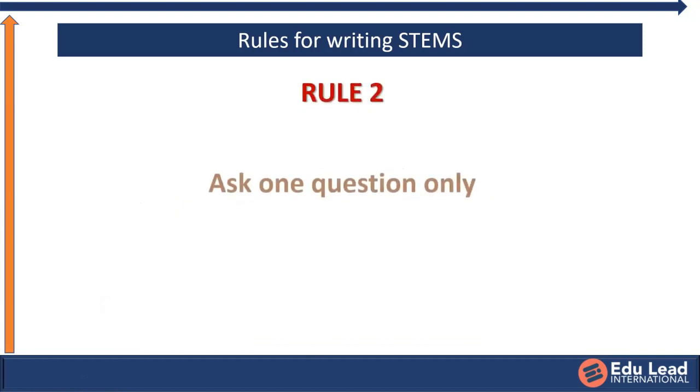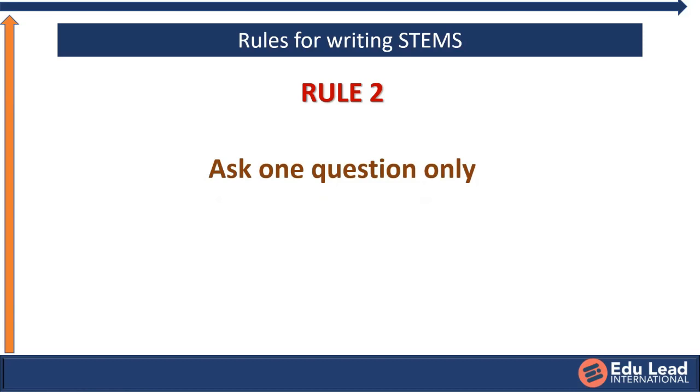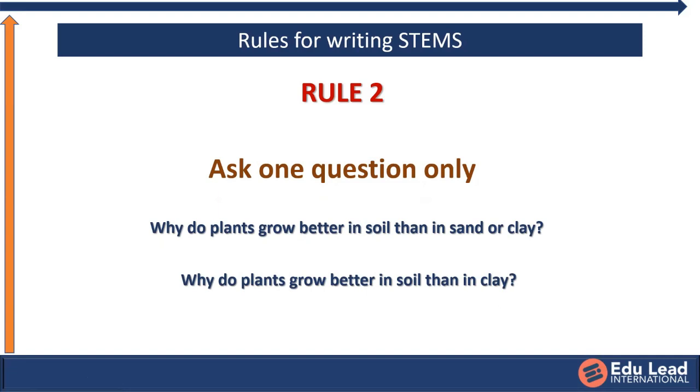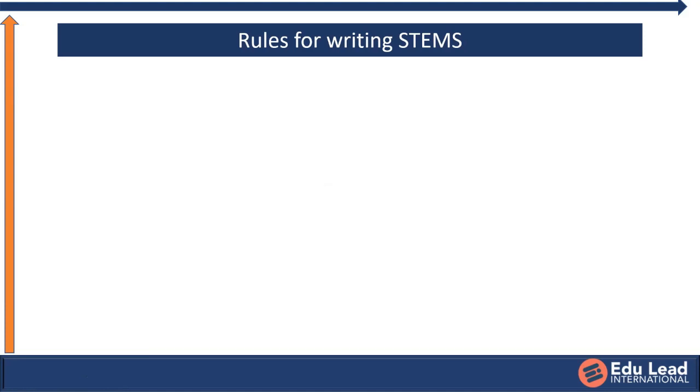Now, rule number two is to ask only one question at a time. In one stem, there should be one question only. Let's see an example. The question like, why do plants grow better in soil than in sand or clay? Here you see that there are two questions which are being posed because the advantage of soil over sand would be different and advantage of soil over clay would be different. So it's better to ask one question, and then it could be something like this: why do plants grow better in soil than in clay? So we should always see that our stem is not posing two questions, but it is posing one question.